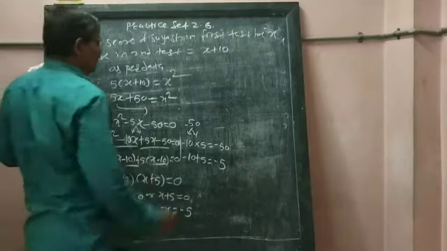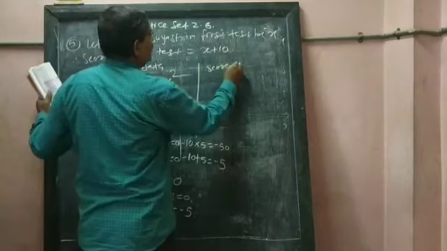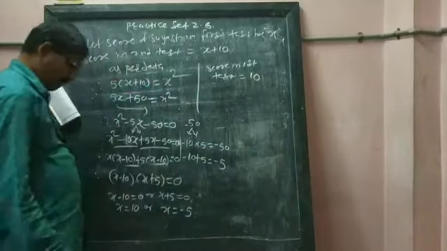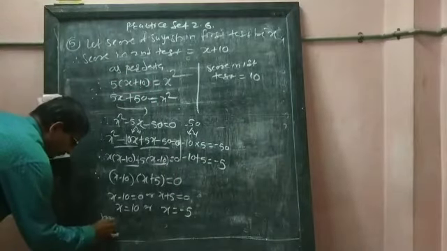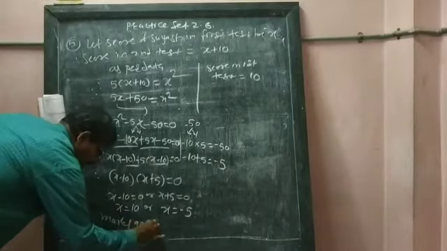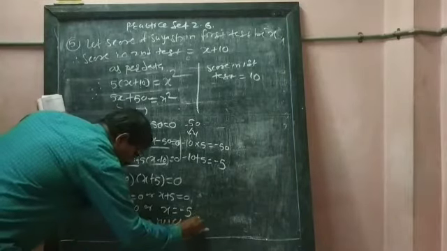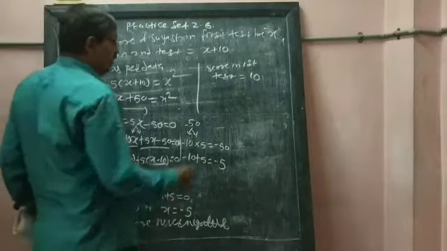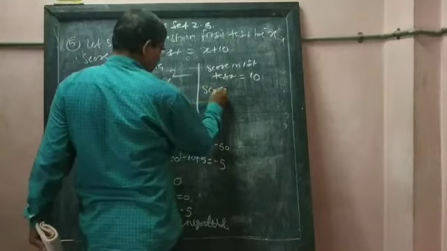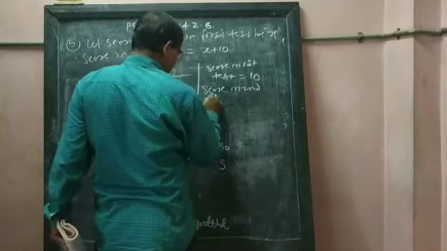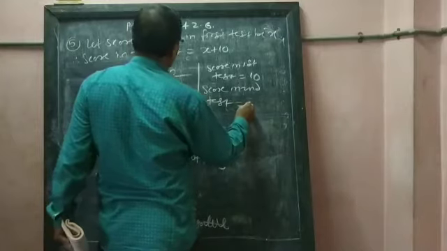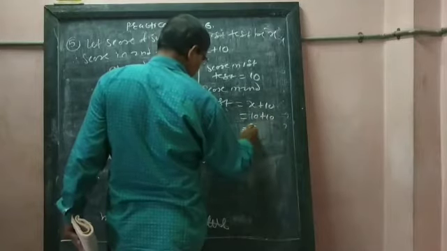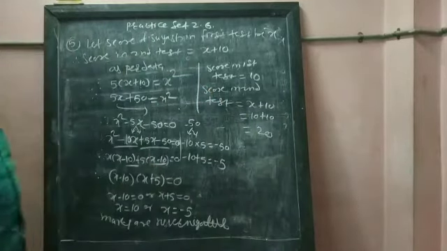So score in first test is equal to 10. Marks are never negative. We should write here, marks are never negative. Therefore score in first test is equal to 10. Score in second test is 10 more, so x plus 10. So 10 plus 10 means it becomes 20. That is the answer.